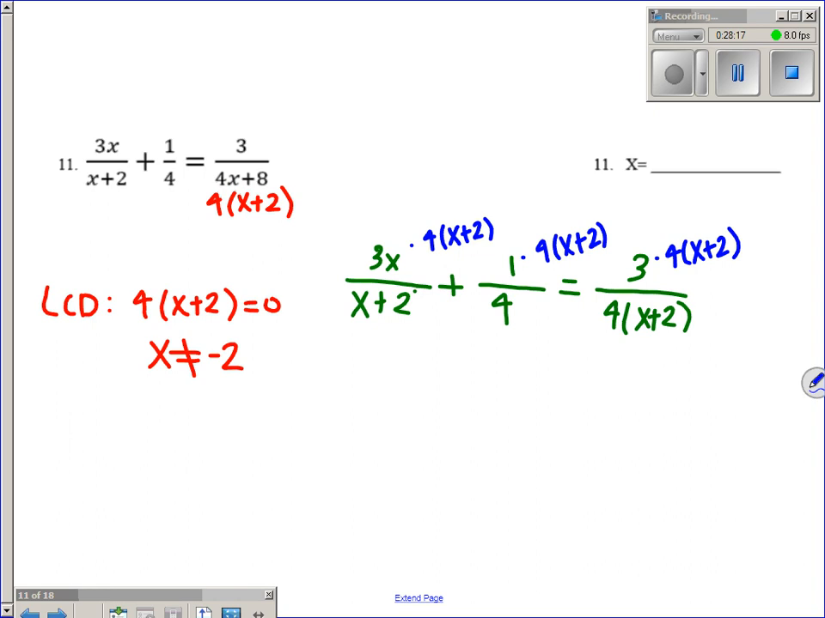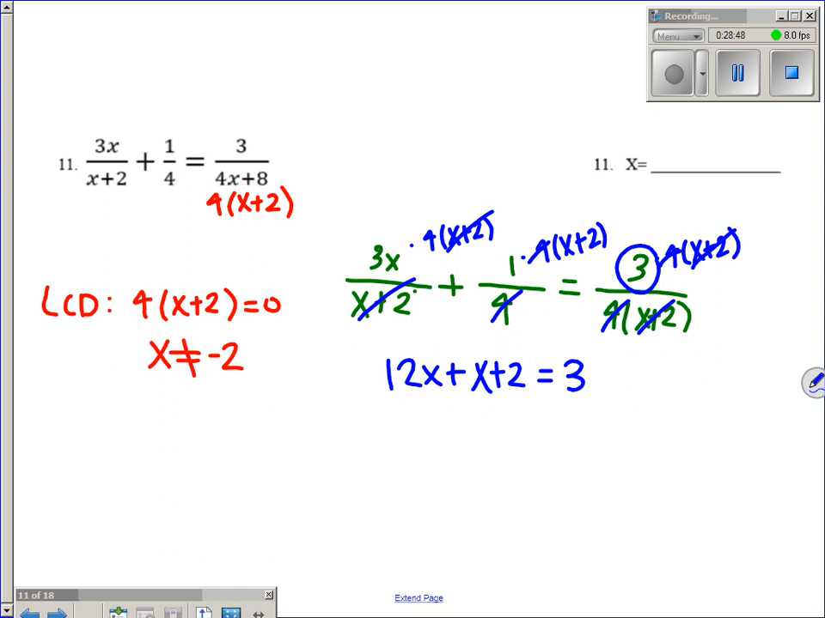In the first one, we can cross out our x plus 2's. In the second one, we can cross out our 4's. And in the last one, we can cross out our 4's and our x plus 2's. So in the first one, we're left with 3x times 4, which is 12x. In the next one, we just have 1 times x plus 2, so it's just x plus 2. And then in the last one, we're just left with our 3, because everything else canceled out.